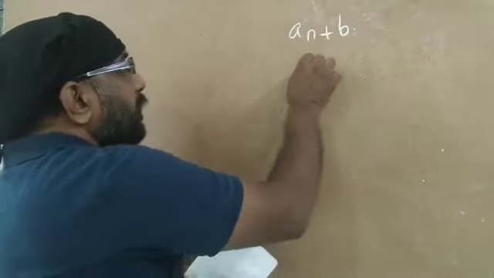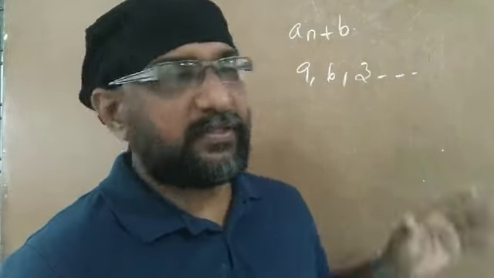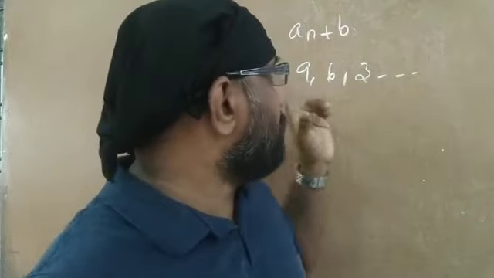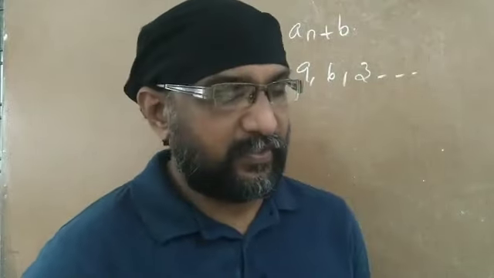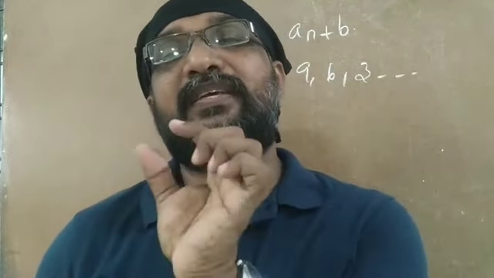Full stop. If the AP, meaning arithmetic progression, is the sequence 9, 6, 3, etc. Find a and b. Small letter a and small letter b. So this is the question. It's very important. It's often asked in the SSLC exams.